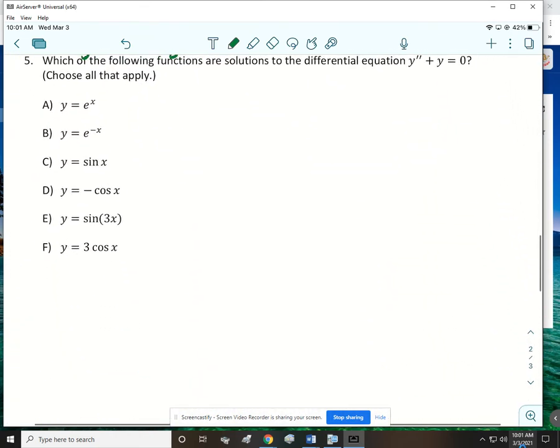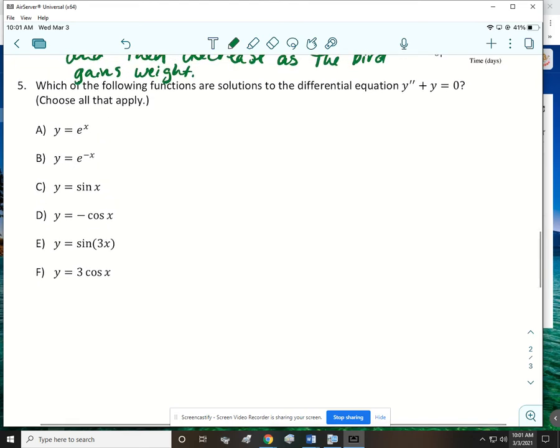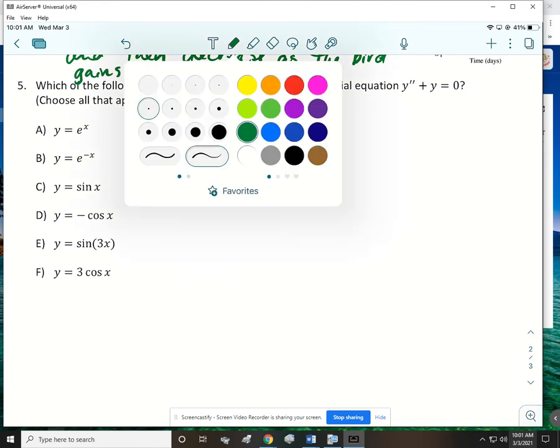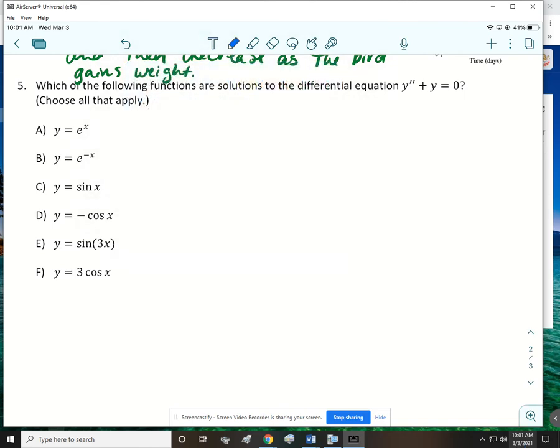Sorry. All right, and then number 5, which of the following functions are solutions to the differential equation y double prime plus y equals 0? All right, and we're going to choose all that apply, so there can be more than one. And so to me, the only way to figure this out is to actually find the second derivative of those functions and then add them together and see which one gives you 0. And to find the second derivative, you have to find the first derivative first.